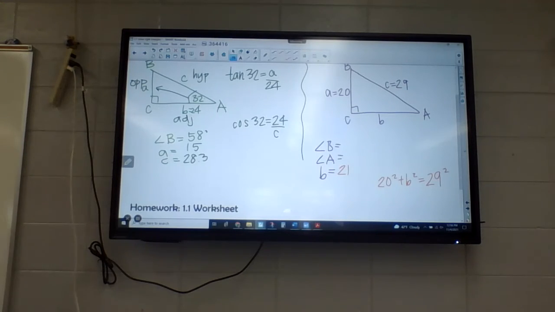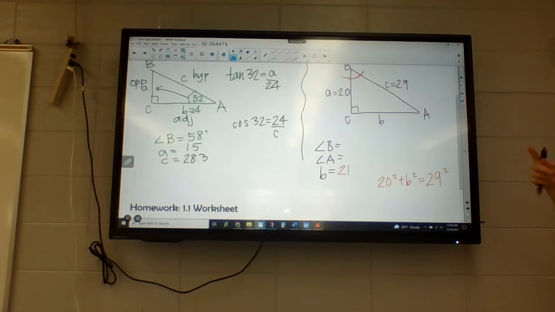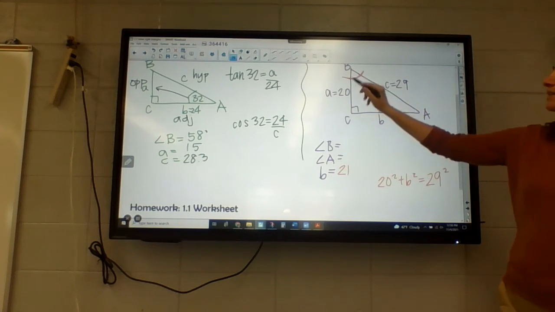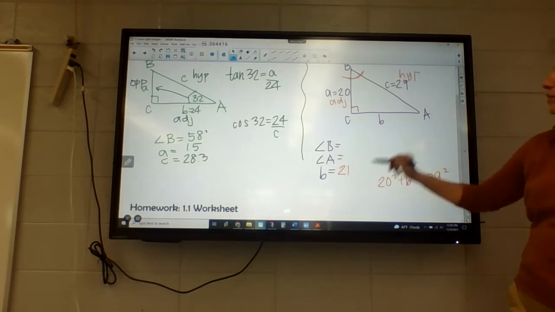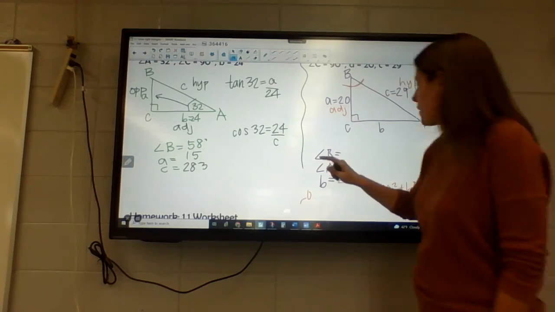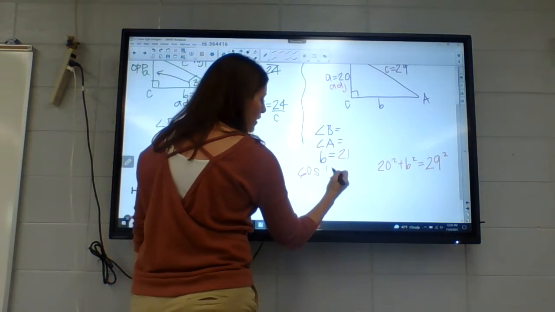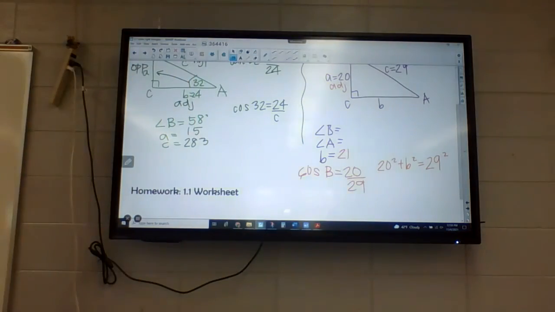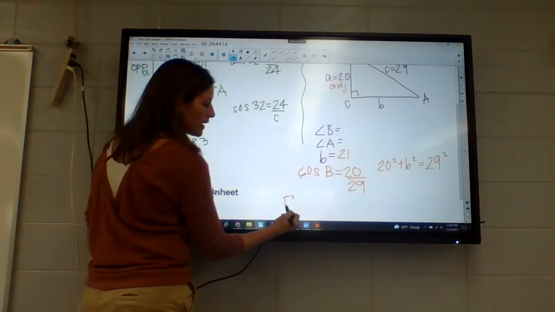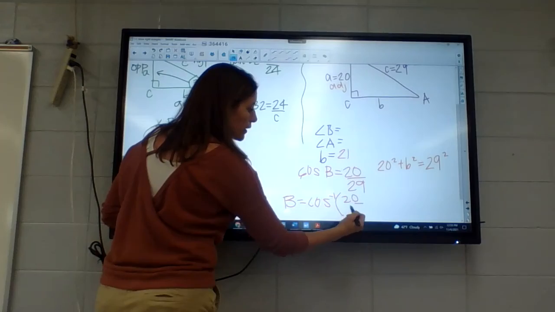Matthew, which angle did you find first? You found B. So if we go for angle B here, it doesn't really matter because they're all nice whole numbers, but if you use A and C, this is technically my adjacent over my hypotenuse. So I would do cosine of B. Cosine of angle B is going to equal 20 over 29. We haven't done many like this yet, but when I go to solve for that angle B, I have to do the inverse cosine of 20 over 29.